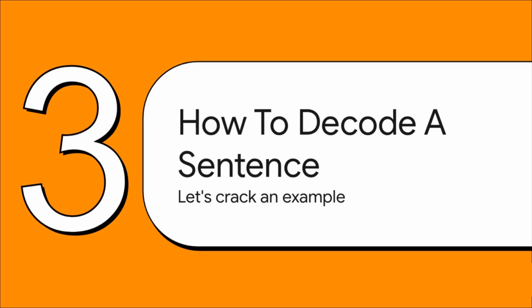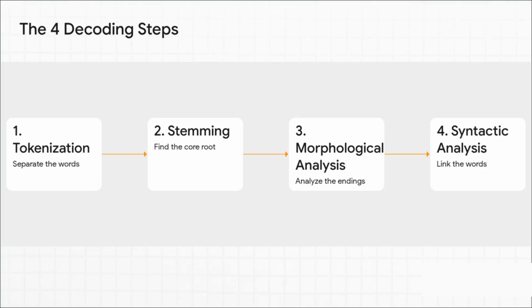Incredible. All right, so enough with the theory, right? Let's actually put this to the test and see how this code cracking works in the real world with an actual sentence. Okay, so to crack any sentence, you've got this 4-step playbook. First, you just break the sentence down into its individual words. Simple enough. Second, you find the core meaning of each word, its stem. Third, and this is the magic step, you look at the endings to figure out each word's specific job. And finally, you just link them all together based on those jobs.